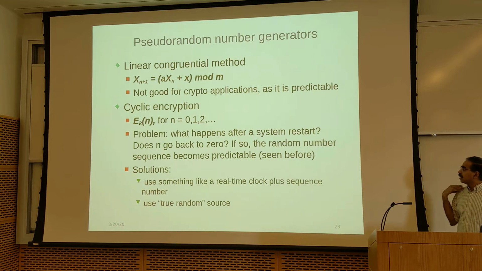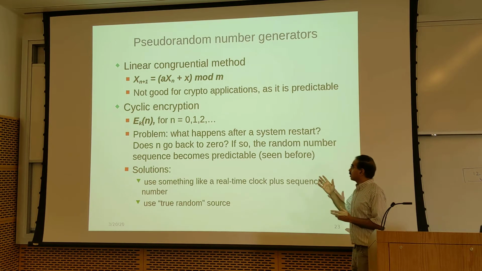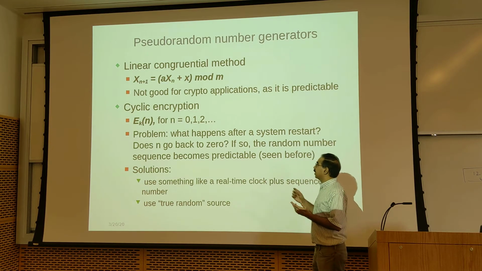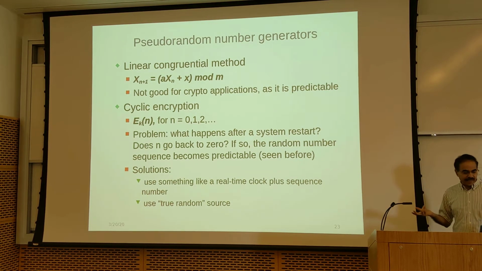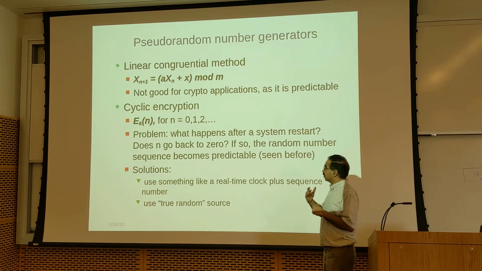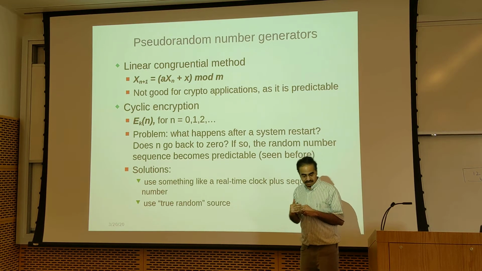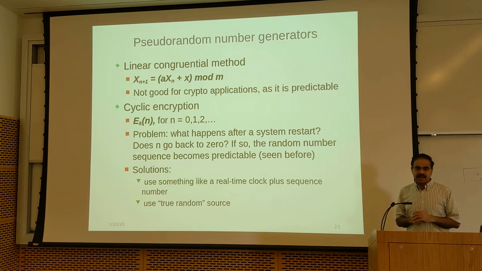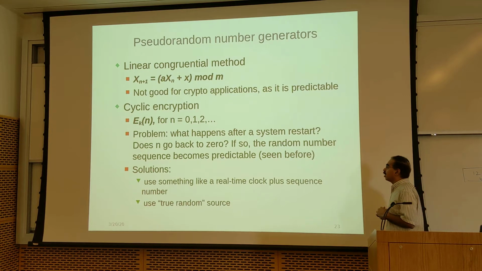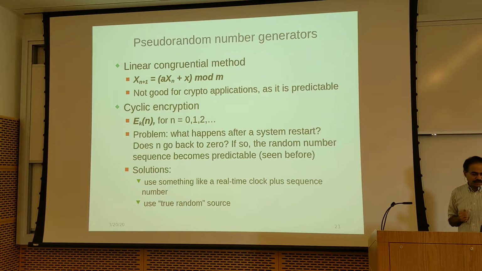Because these constants a and c are fairly easy to figure out, once someone knows x_n, it's very easy to figure out x_(n+1), right? And even if you don't know a and c, if you see x_n, x_(n+1), x_(n+2), and x_(n+3), three or four successive random numbers, you can figure out what a and c are, and therefore there is really no use of these types of random number generators for cryptography. Okay.